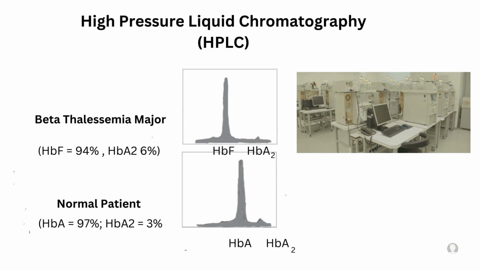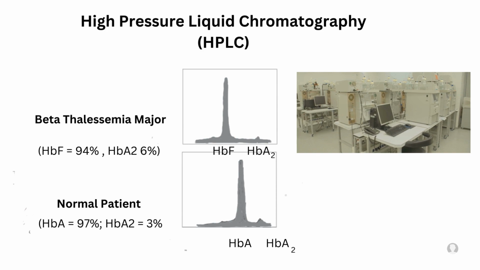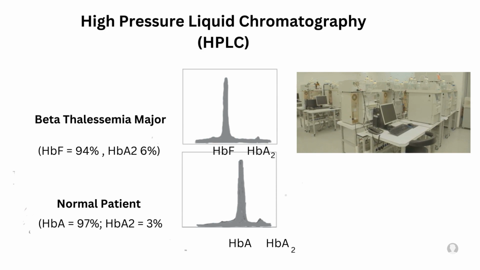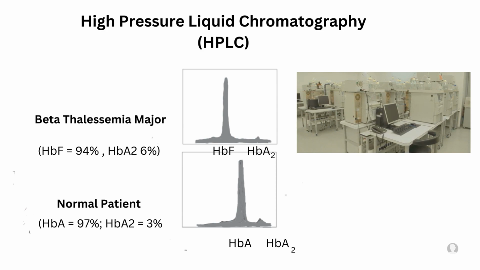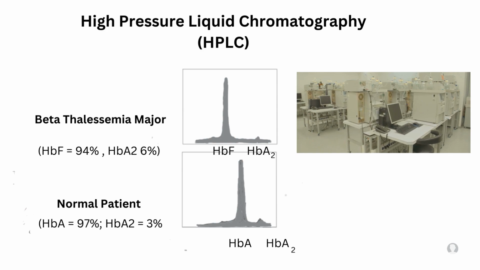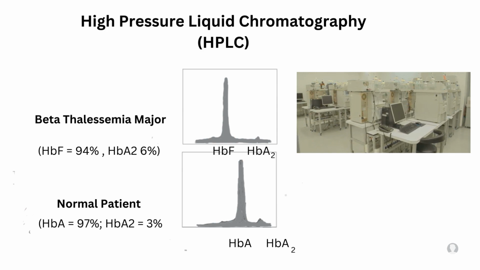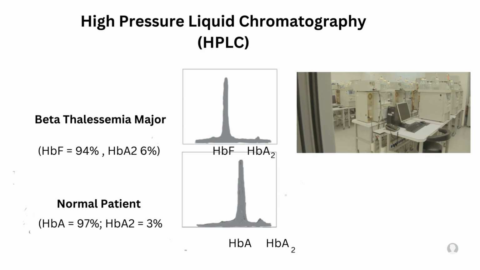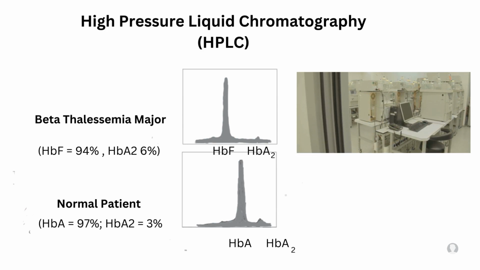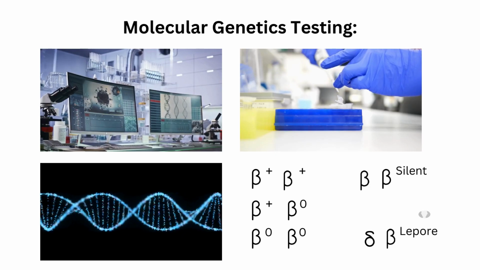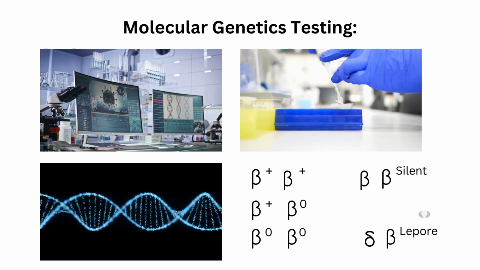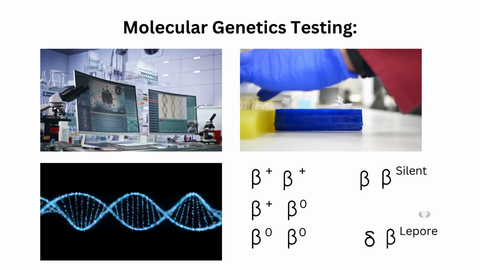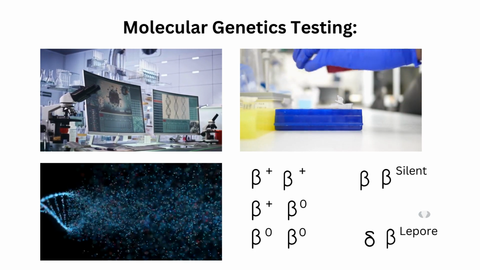High pressure liquid chromatography offers a valuable screening test for beta thalassemia because of its high sensitivity and specificity. Quantitation of the hemoglobins is possible by integration of the areas underneath each peak. Molecular genetic testing definitively identifies the type of thalassemia and the specific mutation.